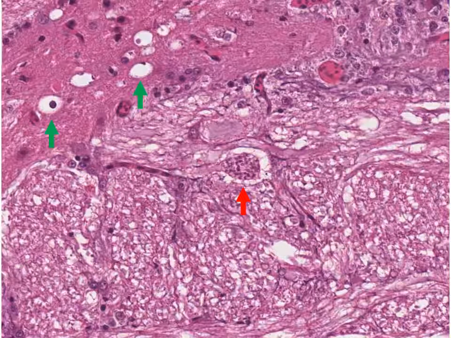Within sections of the brainstem, there is a single xenoma within the perikaryon of a single neuron. This is labeled in red. There's also spongiosis of the adjacent gray matter, which is labeled in green.